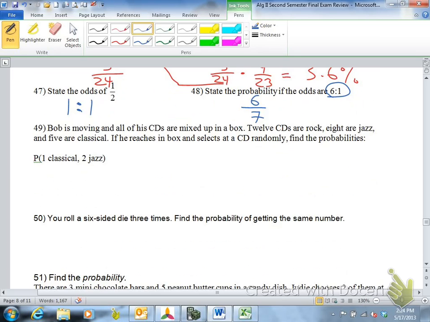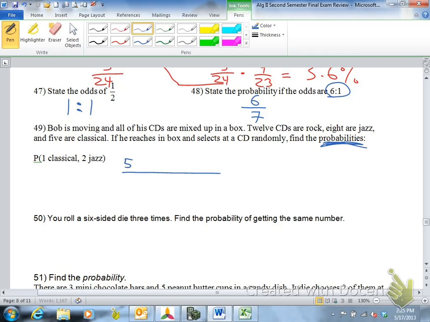On number 49, Bob's moving, his CDs are mixed up. 12 are rock, 8 are jazz, 5 are classical. Reaches into a box, picks a couple CDs. What's the probability that he gets this combination? So this is picking a group, 2 CDs. So picking these two CDs, if you switch them, it's the same two CDs. So you're going to use combinations. And it's a probability. So you have a denominator.